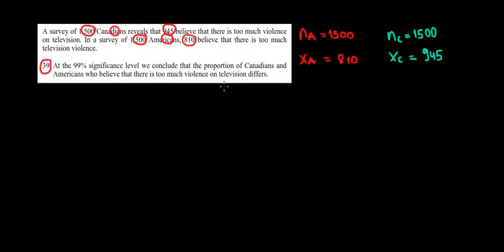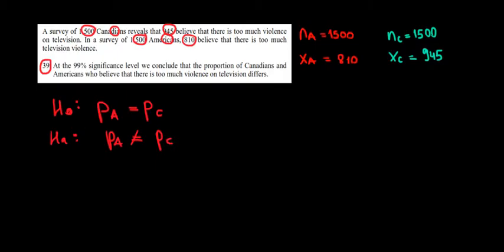So we are testing a difference in proportions, meaning that the null hypothesis is that the proportion of Americans that believe there's too much violence on TV is the same as the proportion of Canadians, and the alternative is that they differ.